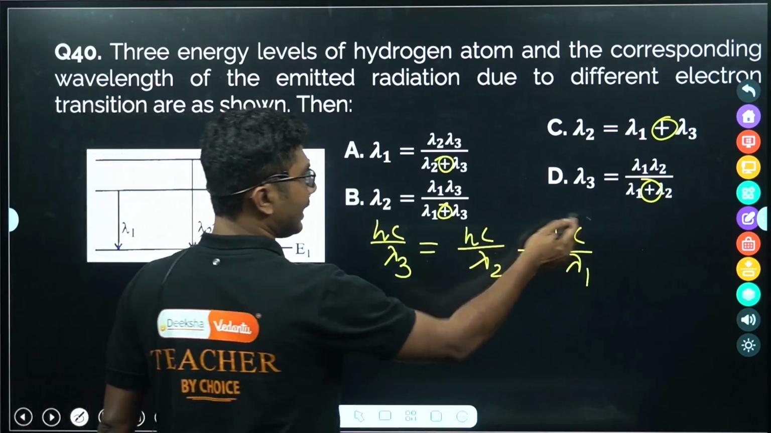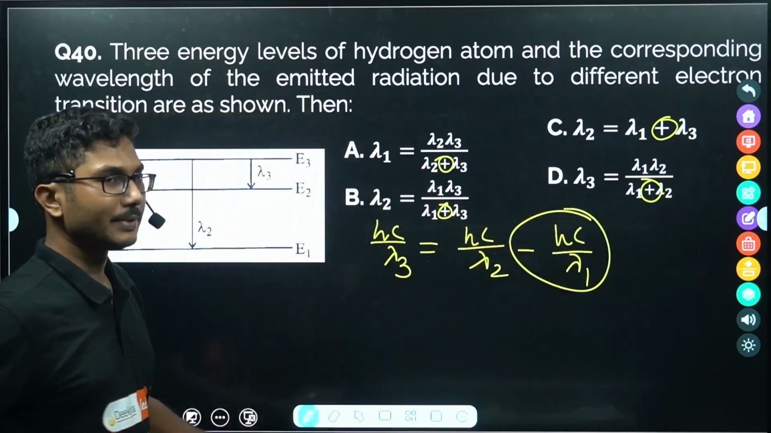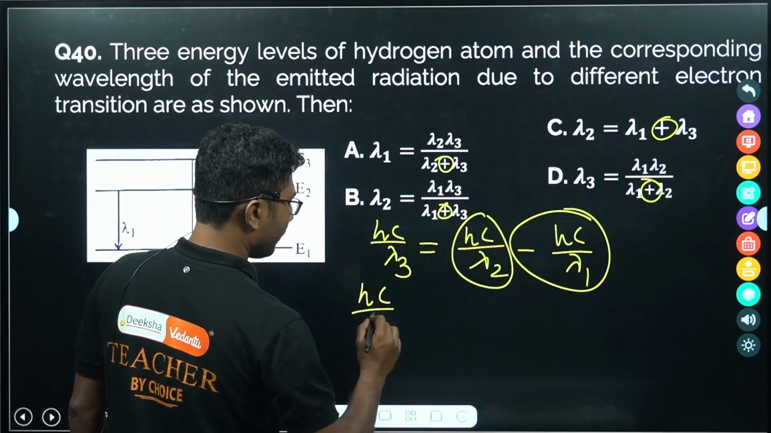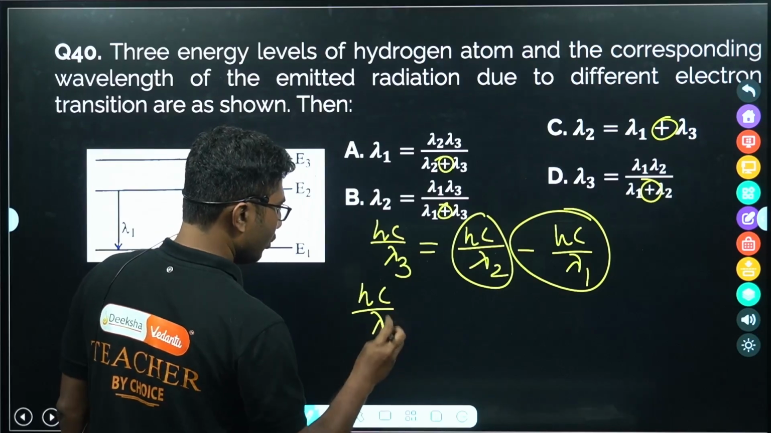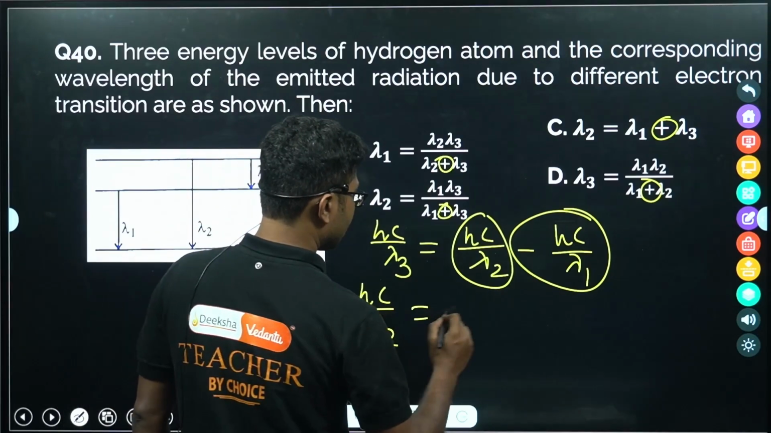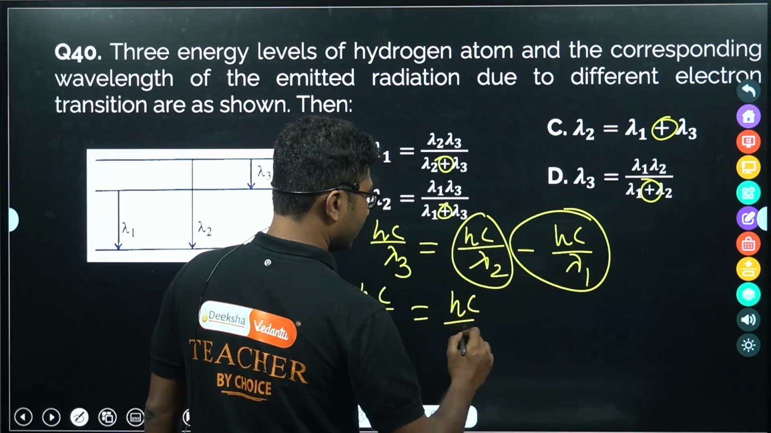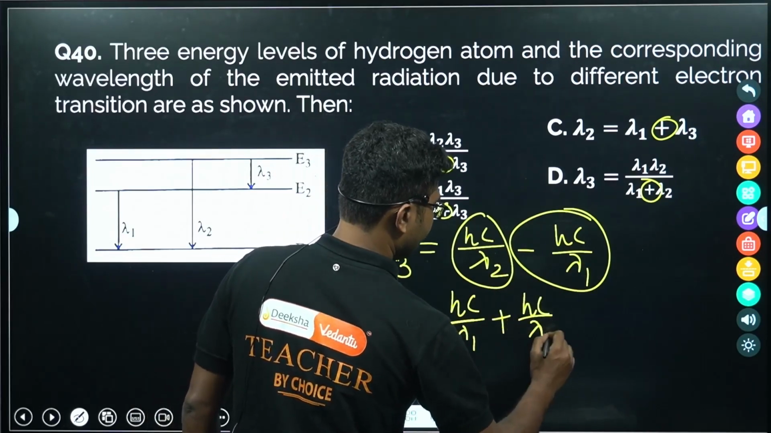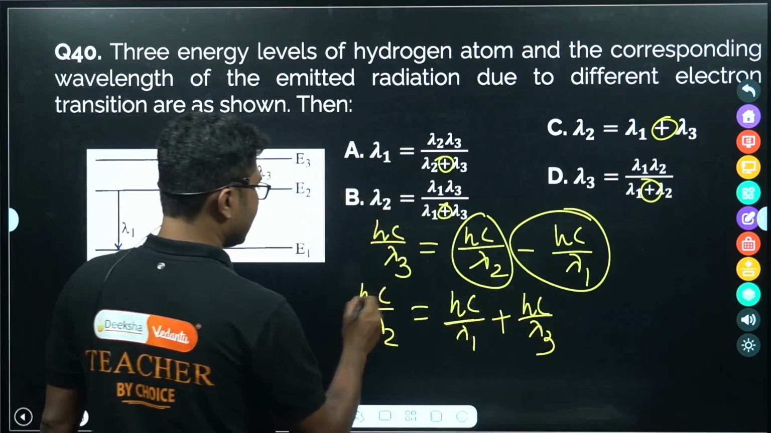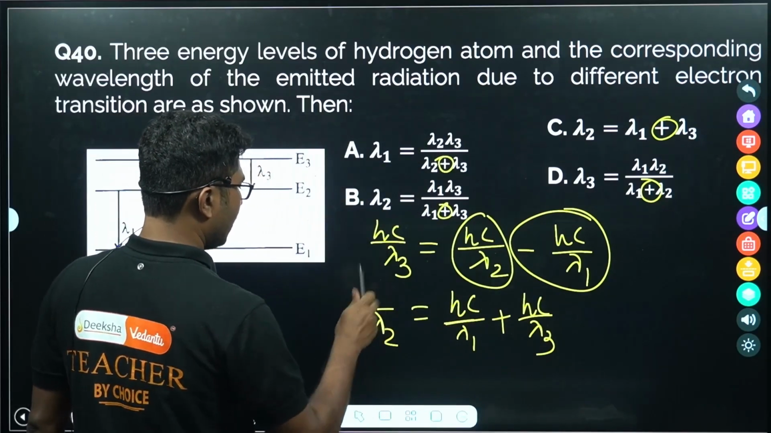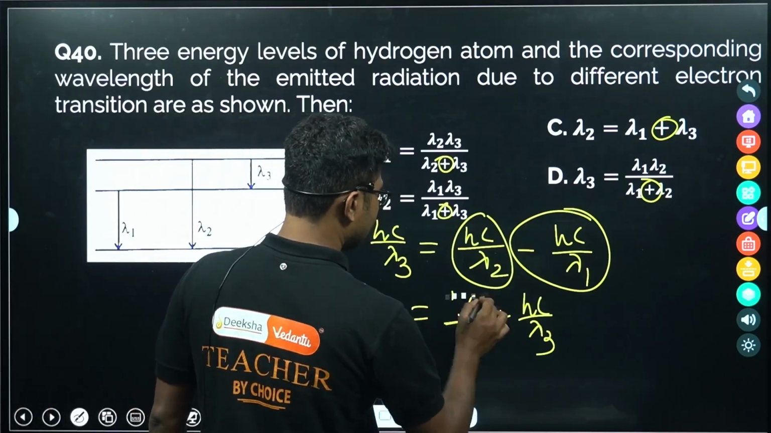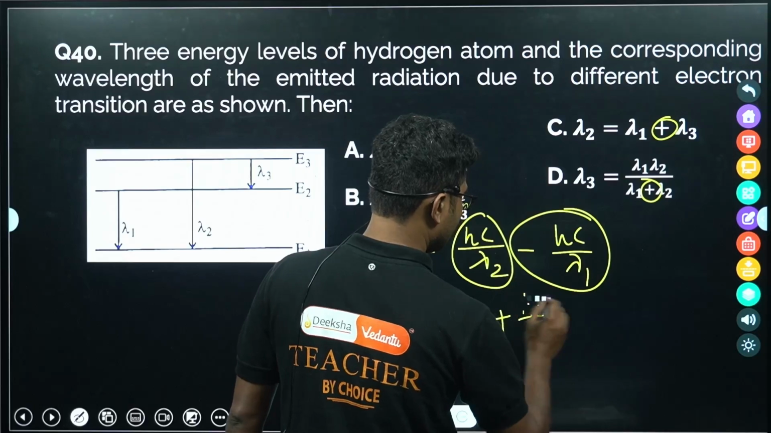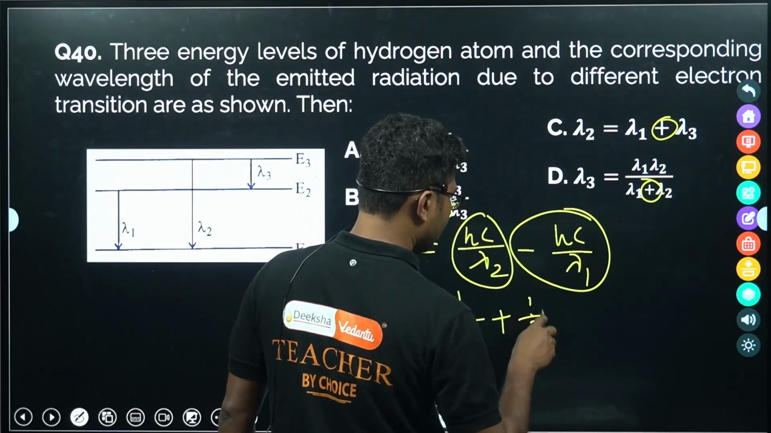So what we can do, we can take this negative term on this side so that this becomes positive. So this alone is left there. Let me write the alone value first. Hc by lambda 2 equals Hc by lambda 1 plus Hc by lambda 3. Now Hc cancels everywhere, so only one is left in each term.